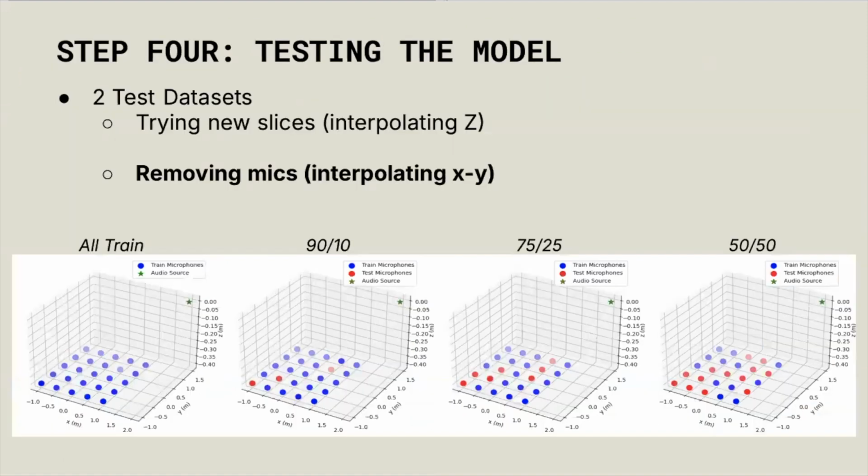The second way we tested was by removing some of the mics in the slices. We would have liked to do this in the entire data set, but hardware limitations again. But the way we did this was in one slice, we tried using just 90% of the data for training and then 10% for testing. And then we did the same for 75-25 and 50-50.